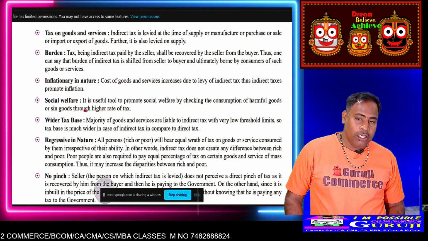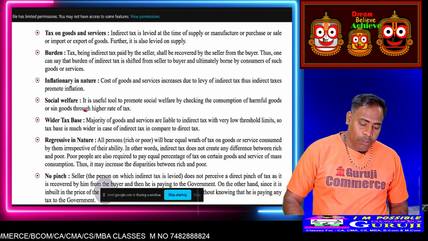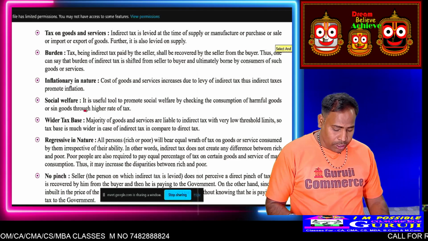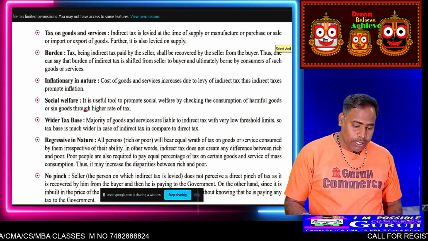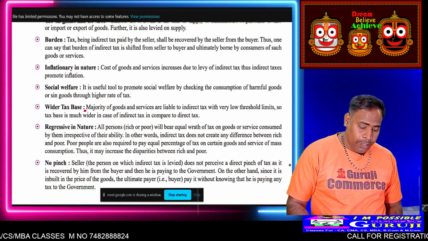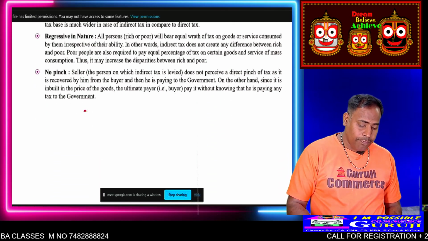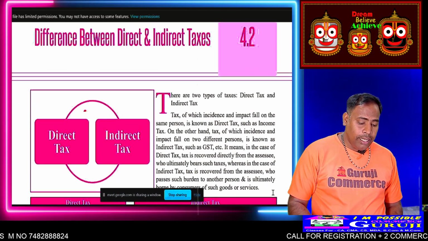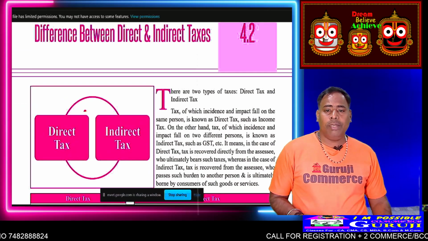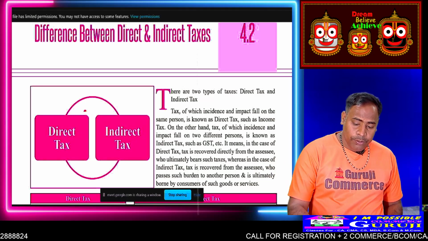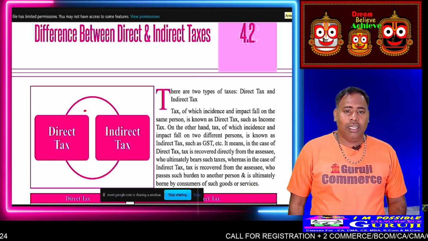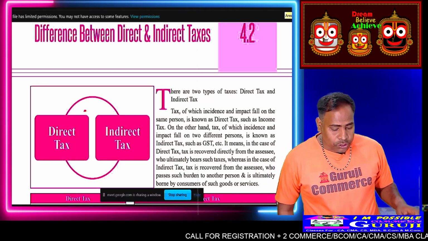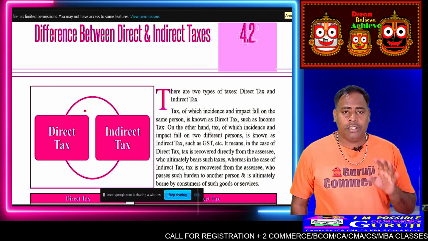Very good. So we'll proceed, or will I explain again? I'll explain once again, or it is good, you will be able to understand. Shall I proceed? Very good. Then what is the difference between direct tax and indirect tax? They might be asking this as a 2 marks question. I know you are brilliant, but I want all these concepts to be clear. Therefore I am again covering this also.